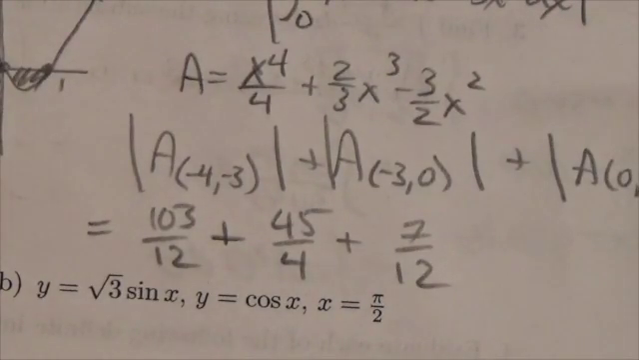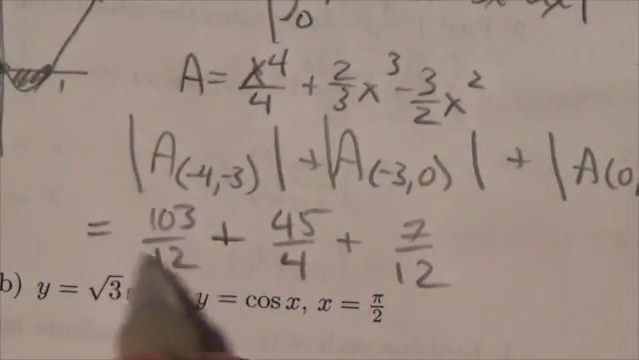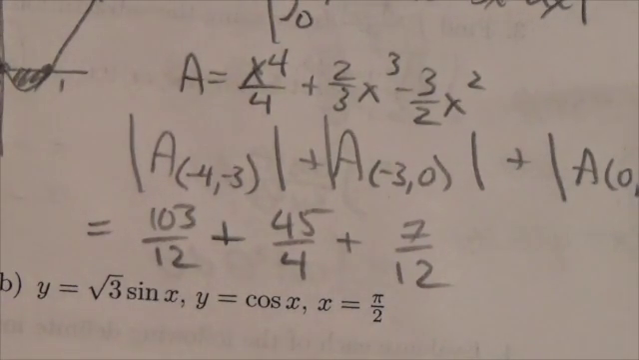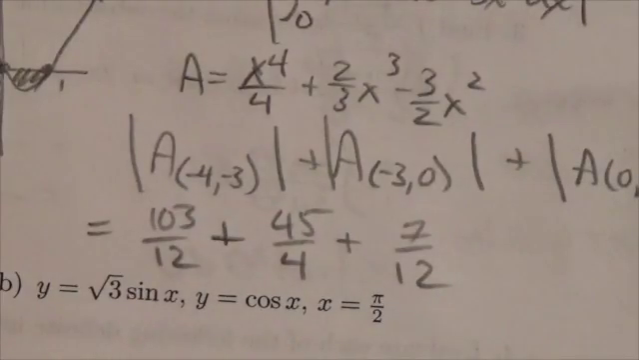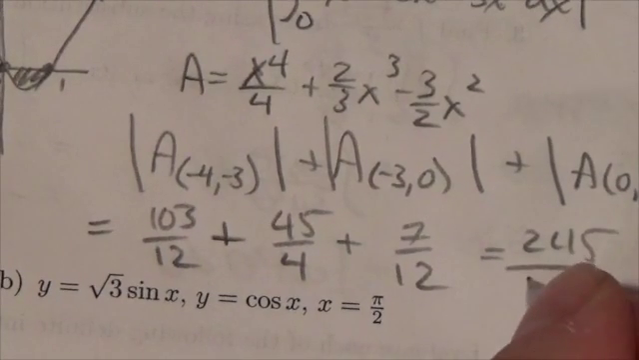And actually, I'm starting to think I screwed up something here. I'm just going to take a quick look because I believe when I plugged this in the calculator, that didn't end up being negative, and it should have. So I'm looking to see if I made a mistake or was inconsistent, and it doesn't look like I was. I don't know what happened there. I'll double check this in just a moment. And so I've got 103 divided by 12 plus 45 divided by 4 plus 7 divided by 12. I'm going to get 245 over 12.